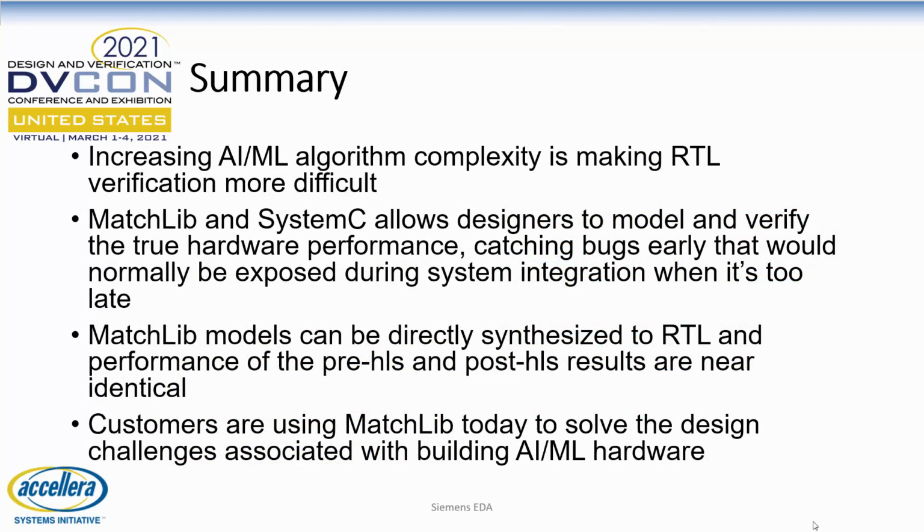In summary, increasing AI ML algorithm complexity is making RTL verification more difficult. MatchLib and SystemC allows designers to model and verify the true hardware performance, catching bugs early that would normally be exposed during system integration when it's too late. MatchLib models can be directly synthesized to RTL, and the performance of the pre-HLS and post-HLS results are near identical. Customers are using MatchLib today to solve the design challenges associated with building AI and ML hardware.